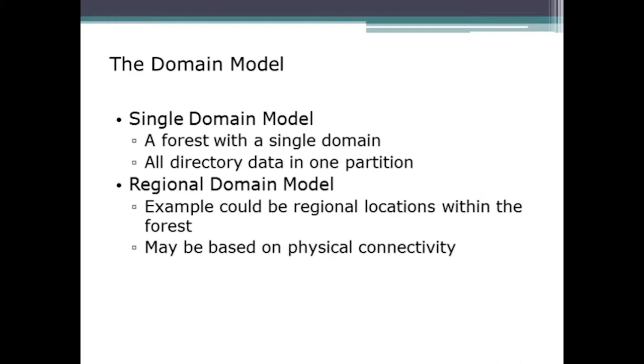Another example of the domain model is the regional domain model. Now, regional could be you're dealing with the WAN connectivity, the wide area speeds. So we could have a regional domain model built on the geographical placement of domains of the different parts of our company. Knowing that regional locations can talk to each other with maybe better high-speed connectivity than they can their counterparts across the ocean or even across the country.